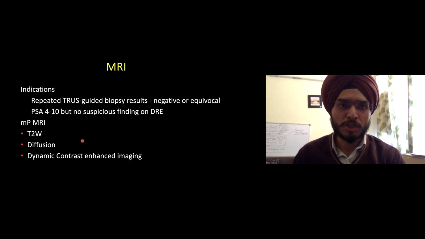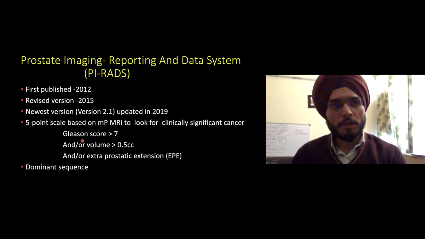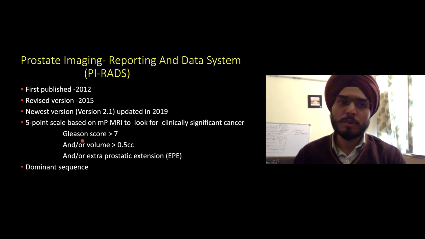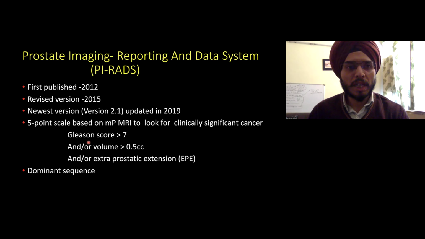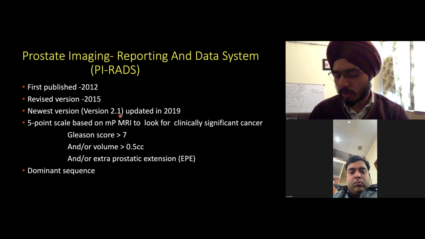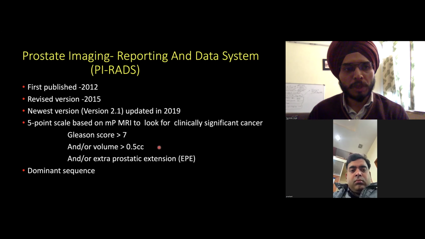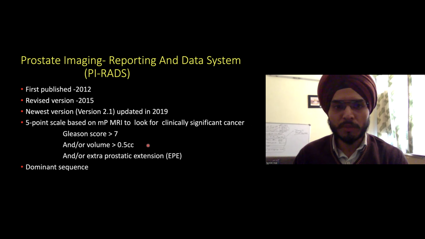PIRADS is the Prostate Imaging Reporting and Data System, which was first published in 2012 and was revised in 2015. Currently we have the PIRADS 2.1 version, which was updated in 2019. A 5-point scale assessment is done based upon MRI to look for clinically significant cancer with a Gleason score of more than 7 and/or volume more than 0.5 cc and/or extraprostatic extension. Now, the dominant sequence, I will talk about in subsequent slides.